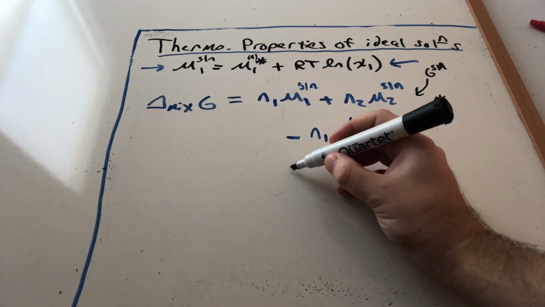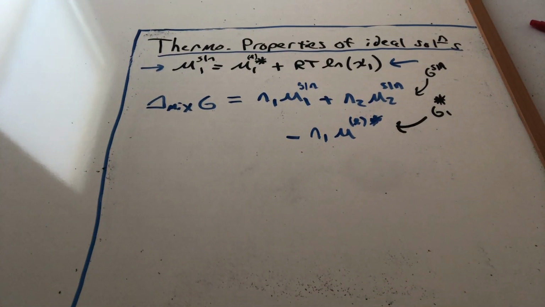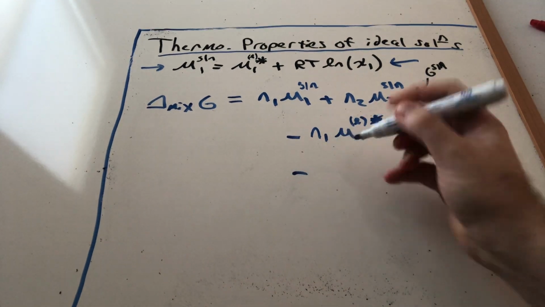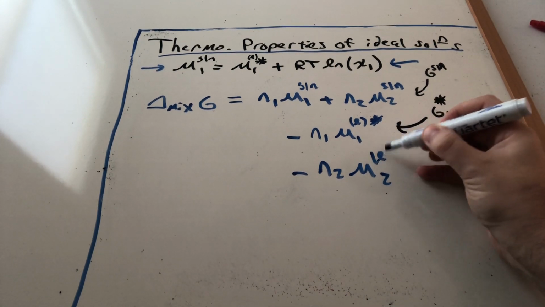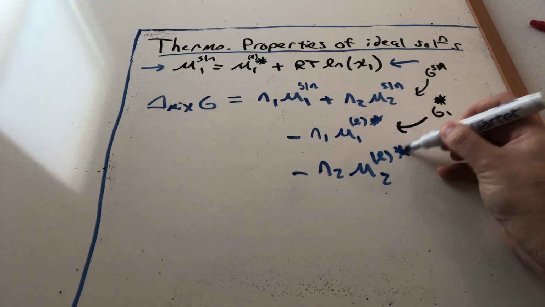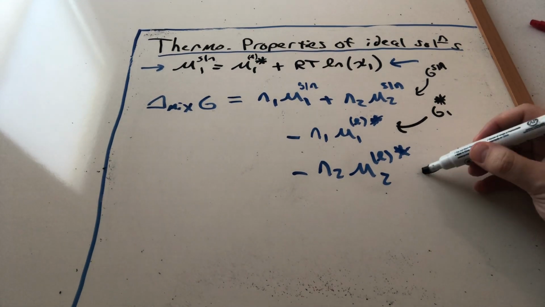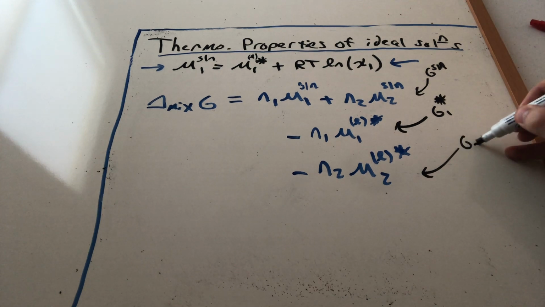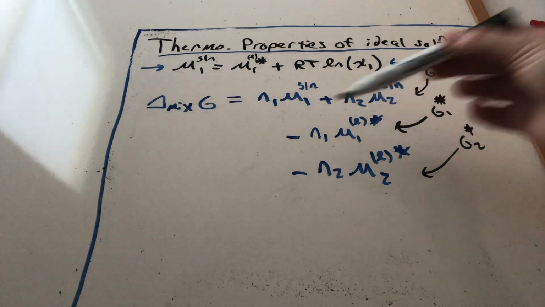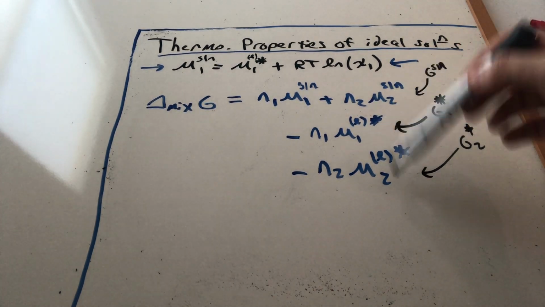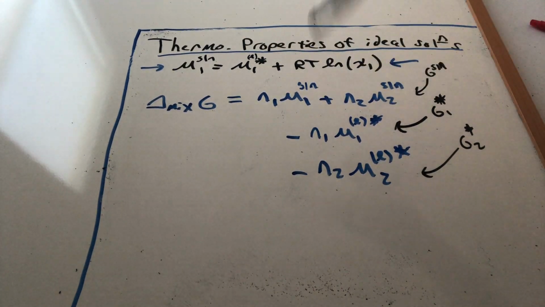Via the same logic, to make our delta G, we're also going to have to subtract away N2 mu2 for the liquid star. And this term right here, from our previous writing that we erased, is G2 star. So G solution minus G1 star minus G2 star. With the pure liquid scenarios ending up in a solution, the delta G for that mixture is this.